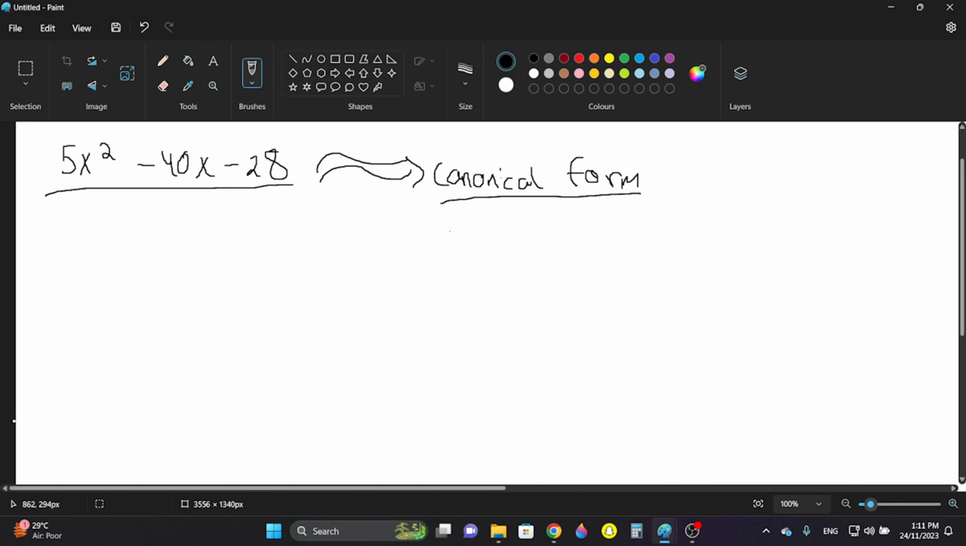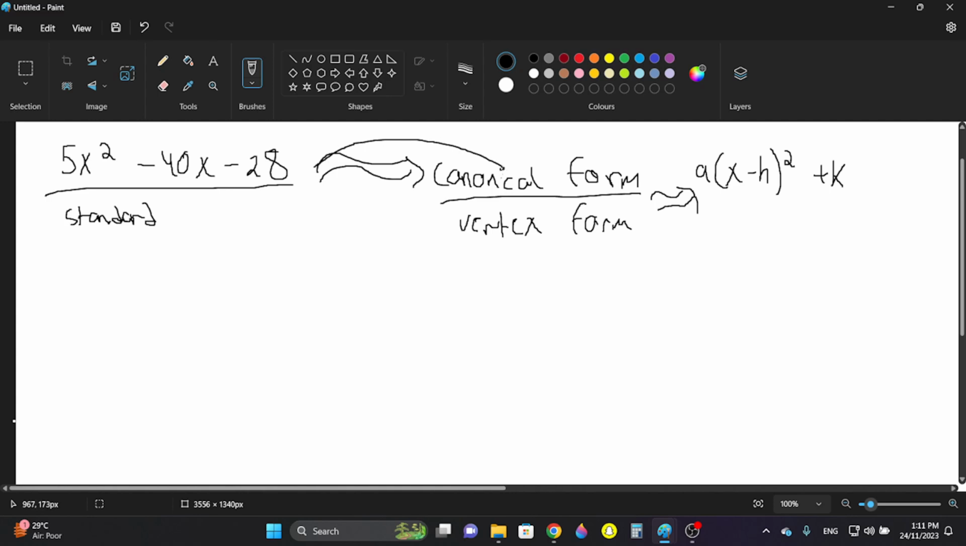You can call it canonical form, other people call it vertex form. Well, this form is the one that we're all familiar with, which is a(x minus h) squared plus k. Okay, this is what we call the canonical form. So this standard form, they want you to change into the canonical form or the vertex form or whatever you want to call it, which is a(x minus h) squared plus k.